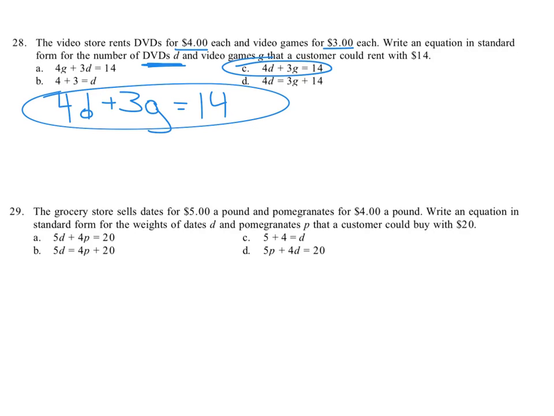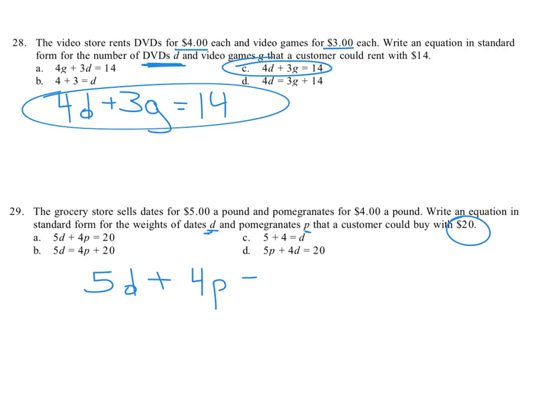Okay, and we're going to do it again. We say grocery store sells dates for $5 a pound. They're using D for dates. So let's say since it's $5 a pound, you say 5 times D, the number of dates, plus pomegranates, $4 a pound, and they're using P for pomegranates. So since pomegranates are $4 a pound, we multiply the number of pomegranates by 4.